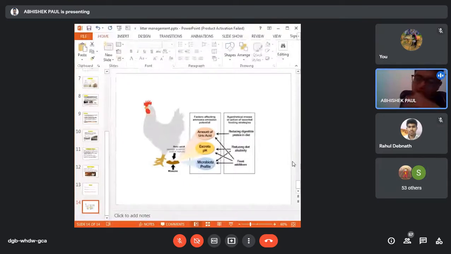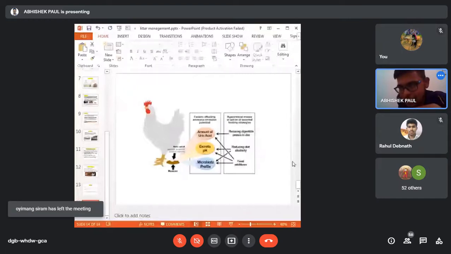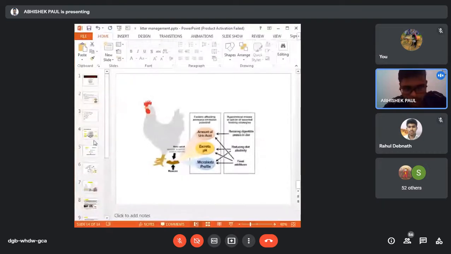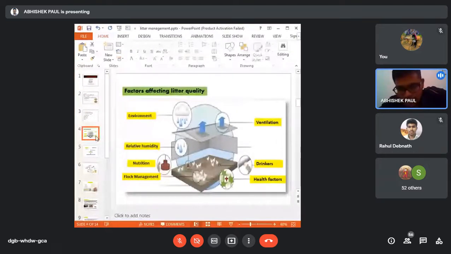Now, can you explain the importance of litter management, why it is important and how we will manage it so that the moisture content of the litter will not exceed 30%? Try to remember the different factors. If you explain litter management this way, it will make a good impact. These are the factors affecting litter quality: environment, relative humidity, ventilation, drinkers, health factor, nutrition and flock management. Explain them one by one, and according to these factors you design your management practice.